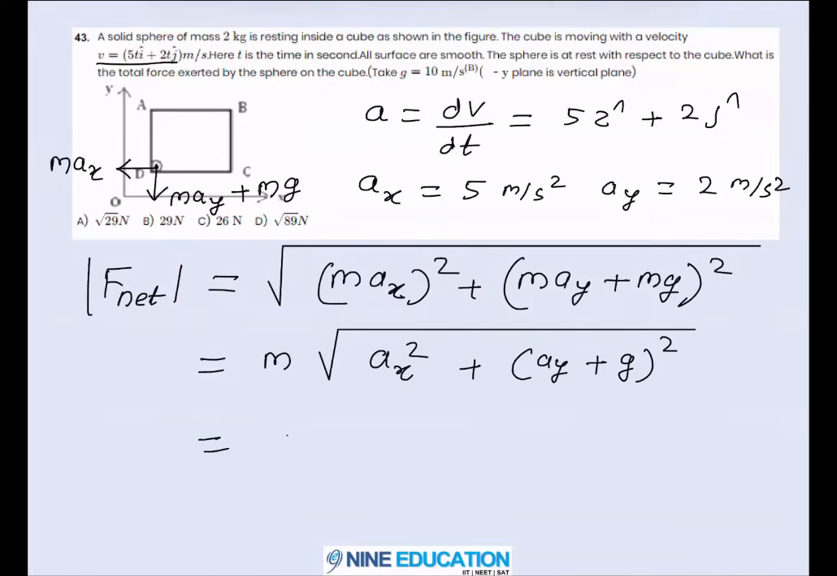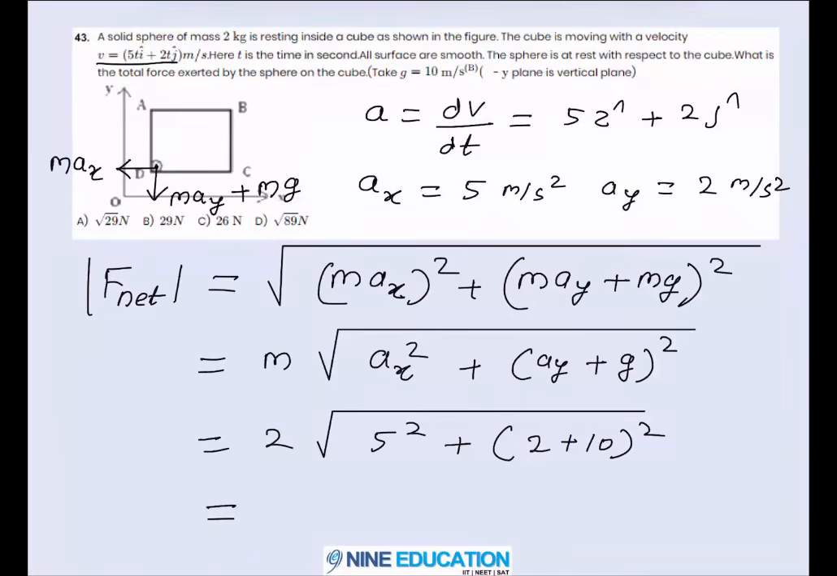So what is the mass? The mass of the body is about 2 kg. So 2 into root over of ax, which is 5 meters per second square, we just calculated. So 5 square plus ay is 2 and g is 10, so (2 plus 10) whole square. And after the calculation, you will find out that the value of the net force is about 26 Newton. About 26 Newton. So what is the correct answer? Option C.